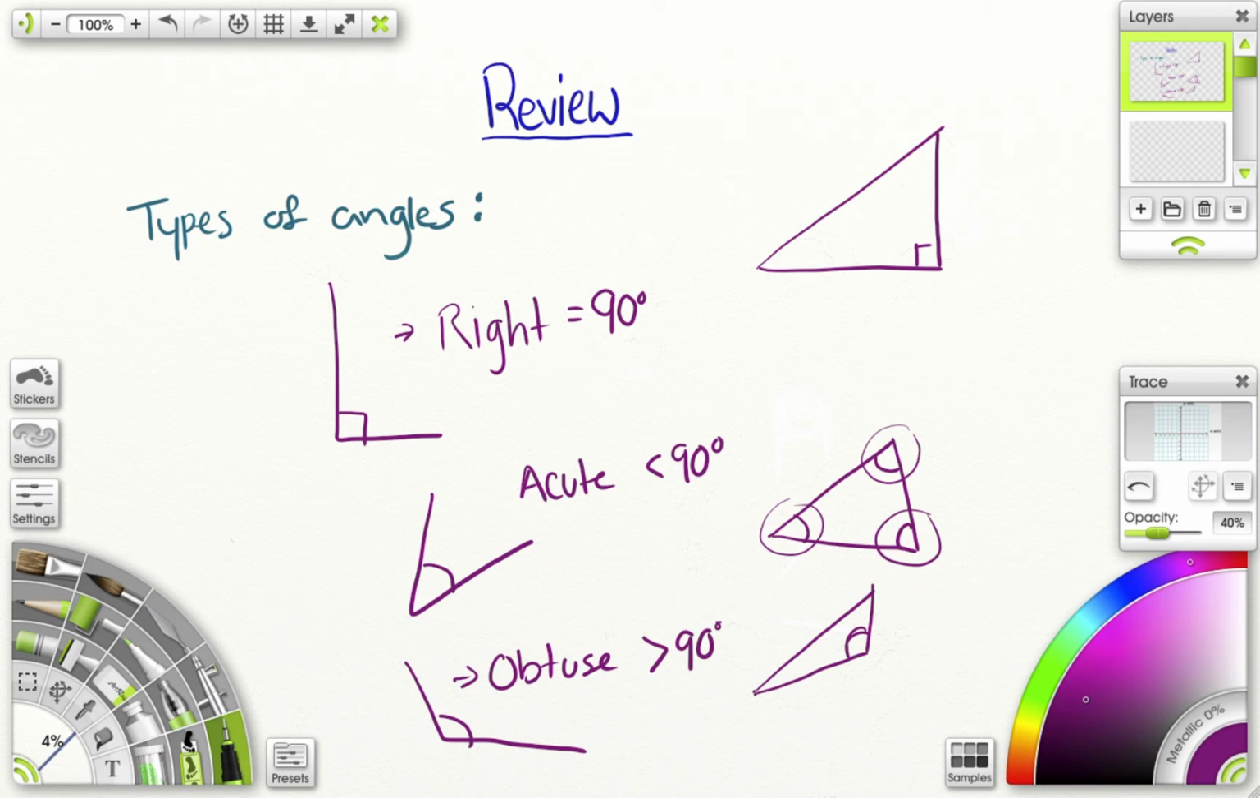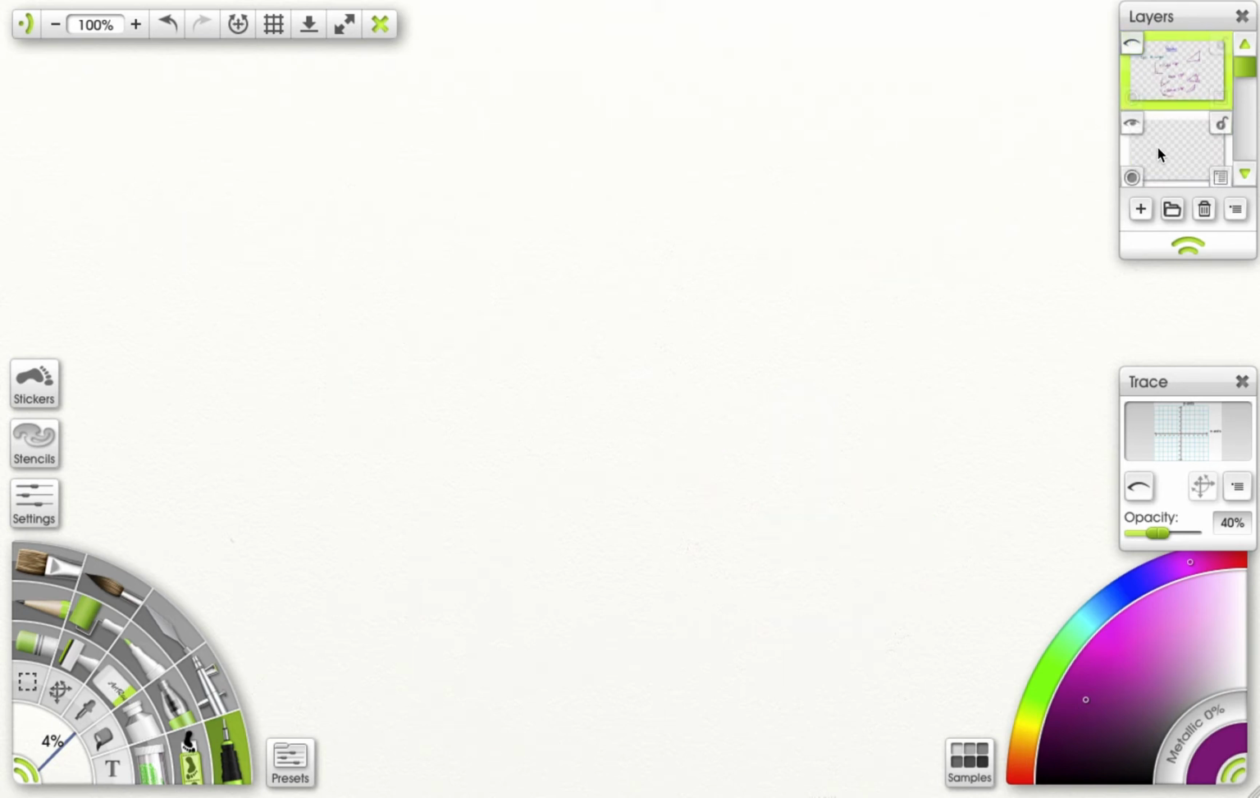So we have a right angled triangle, which has a right angle in it, usually has that little box. Acute, all 3 are less than 90 degrees, so they're all small. And obtuse is one angle is bigger than 90 degrees. So those are different types of angles and how we can label different types of triangles with those angles. Now we need to talk about different types of triangles.